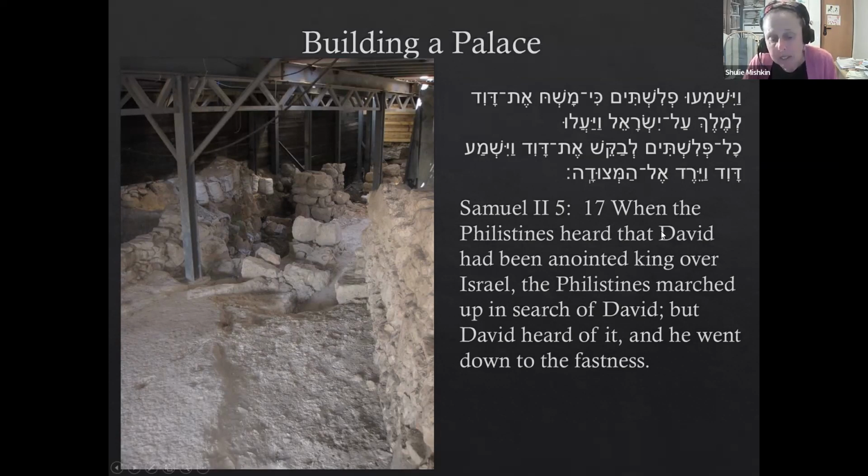right? Because remember what we said, David conquers the city. And what does he do? He builds himself a palace. And just a few verses later, we have this interesting statement. When the Philistines heard that David had been anointed king over Israel, they marched in search of David, right?